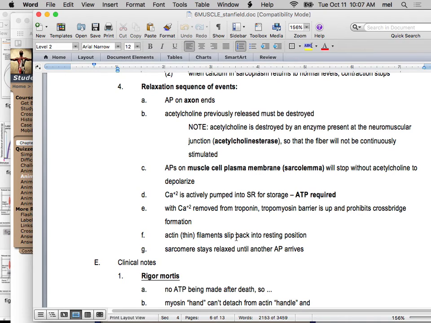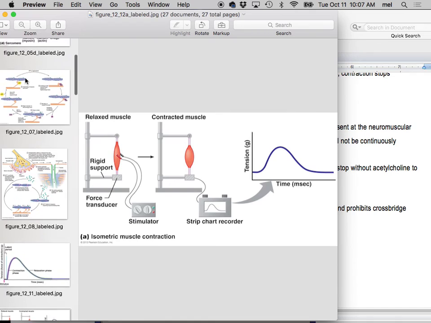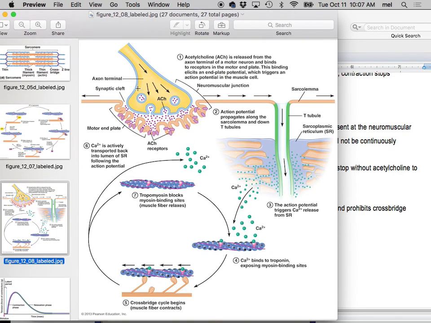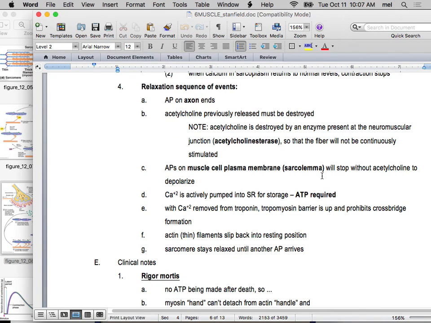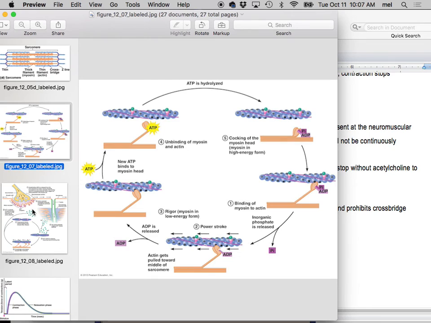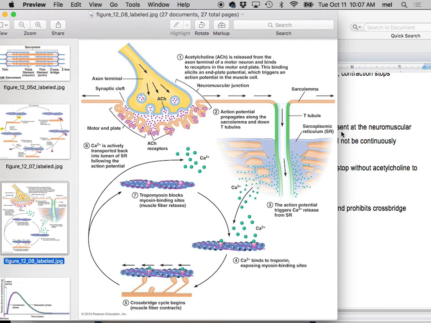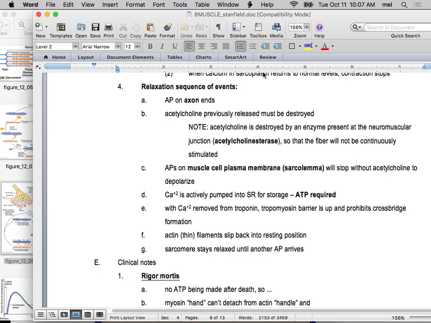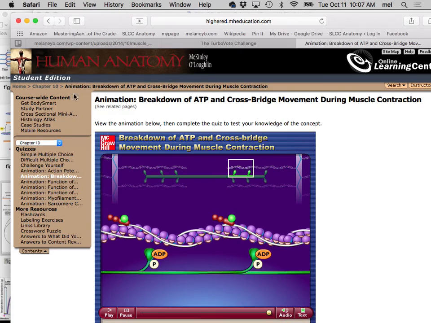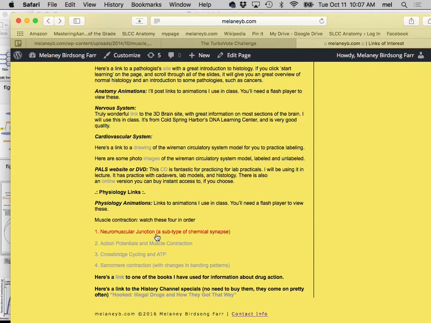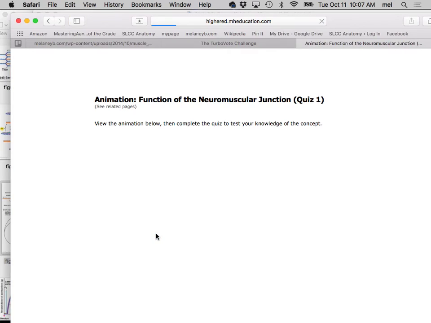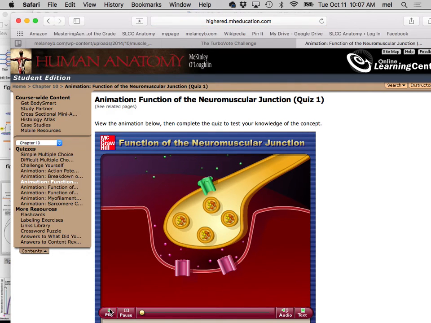If I want to relax this thing, the first thing is you better stop doing action potentials on the axon, right? So you got to stop the action potentials on the axon. Or if you don't, you're going to continue to release what neurotransmitter? Acetylcholine is going to continue to be released. Now for the acetylcholine that was already released, you need to get rid of it or it'll continue to stimulate the muscle cell, right? And the mechanism of getting rid of it is with an enzyme called acetylcholine esterase.